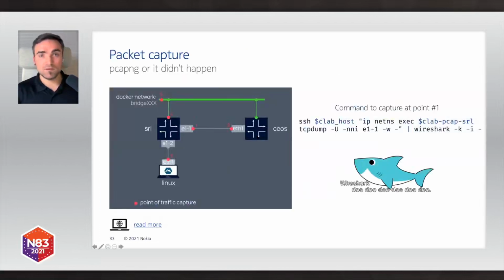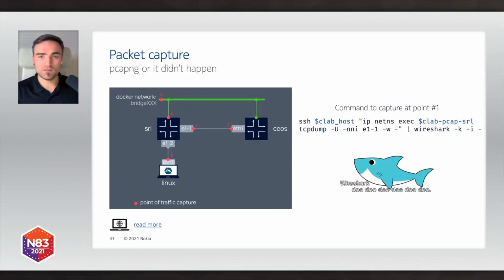And of course, every lab needs to have some packet capture capabilities. Otherwise, we cannot really say what is happening on the wire. Because ContainerLab uses basic Linux primitives, it is really easy to use tcpdump or Wireshark. All those points that I depicted on the left-hand side, those red dots, all these points you can tap to and sniff the traffic from.